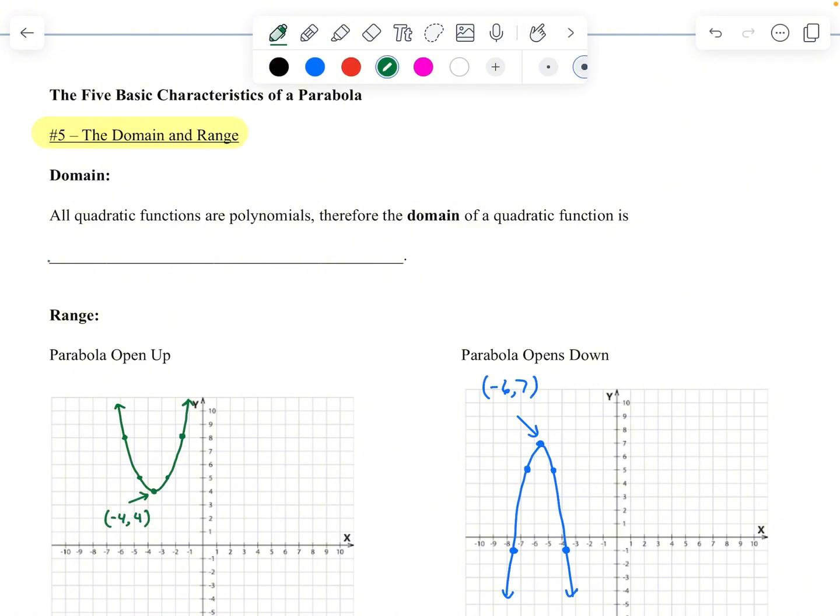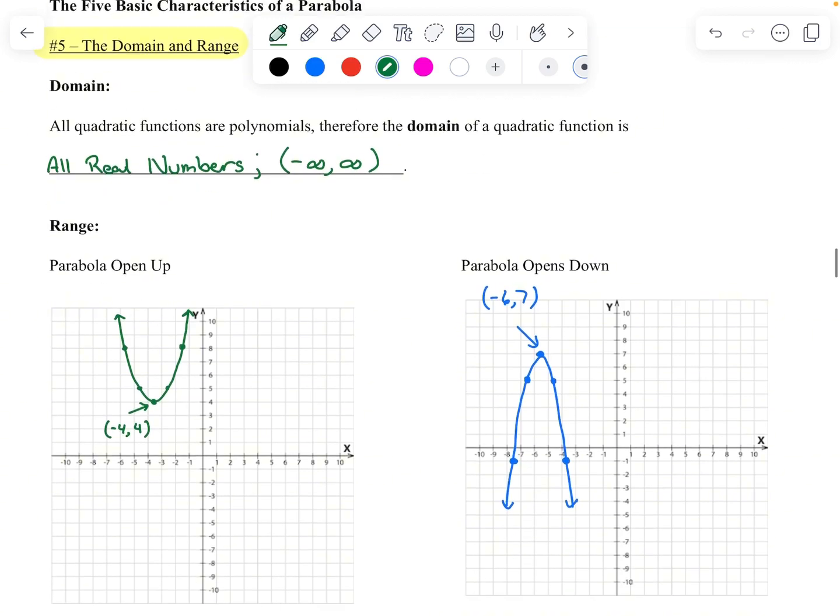All quadratic functions are polynomials, therefore the domain of a quadratic function is all real numbers. In interval notation, that would look like this: negative infinity to infinity. Now the range of a quadratic function depends upon which way the parabola opens.